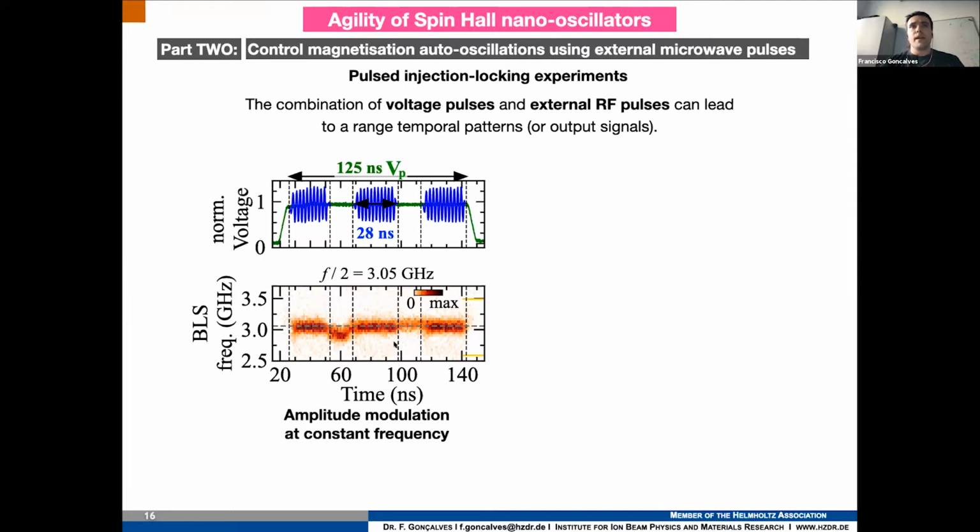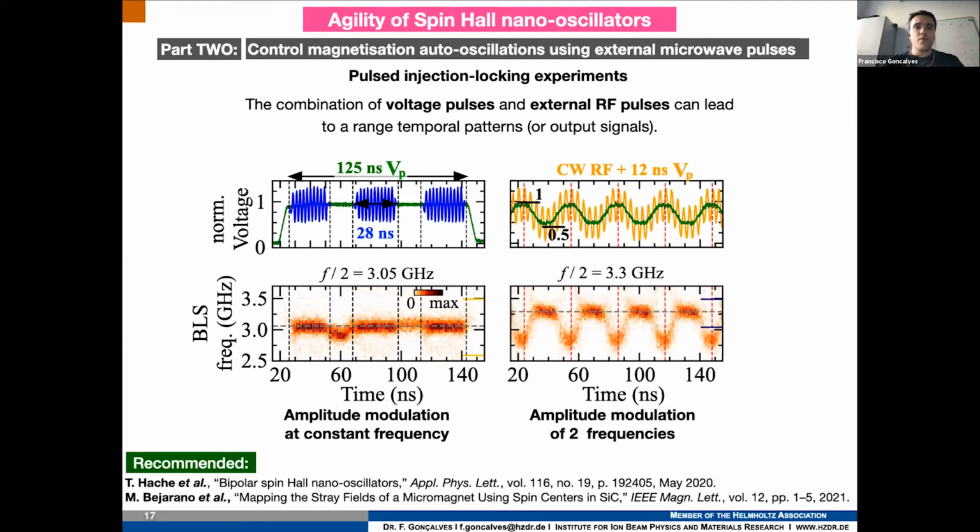In another scenario, something that I describe on the right, we may apply a train of voltage pulses which alternate between 1 and 0.5 in amplitude. So we can actually obtain amplitude modulation at 2 different frequencies, highlighted here, and then the other frequency down here. And of course, this can be interesting for a range of applications. These results illustrate how powerful time domain patterns can be.